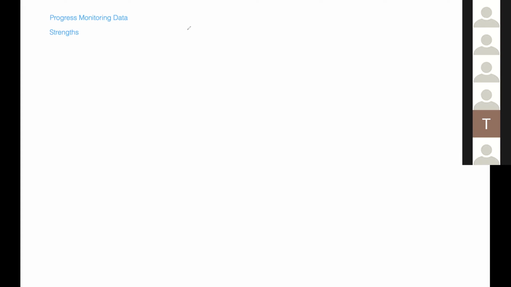Progress monitoring data, strengths. We're starting to see some things here. Keep on going. What else? Weaknesses or needs. Needs or concerns. I start seeing that. Baseline data. Weaknesses. What the students can do. Adverse effect. Do we have all of them? Brenda, do you see them all? I think they're all there.